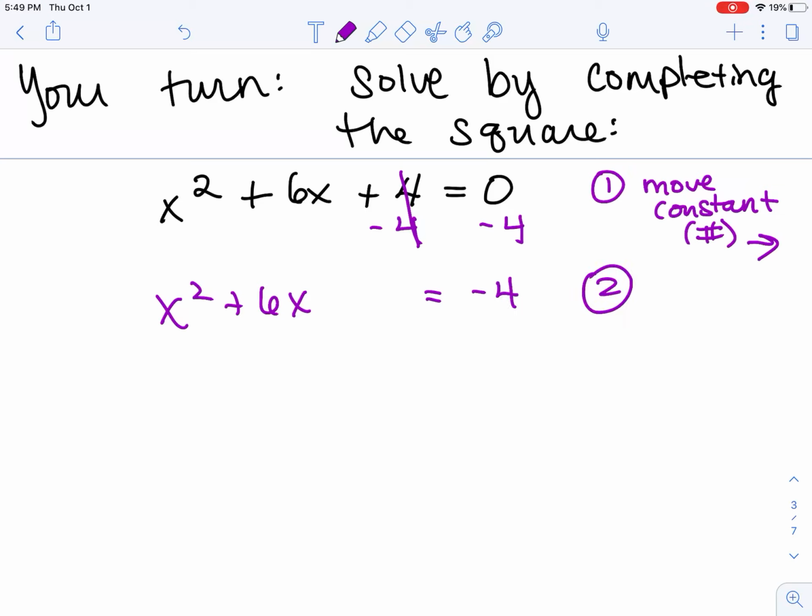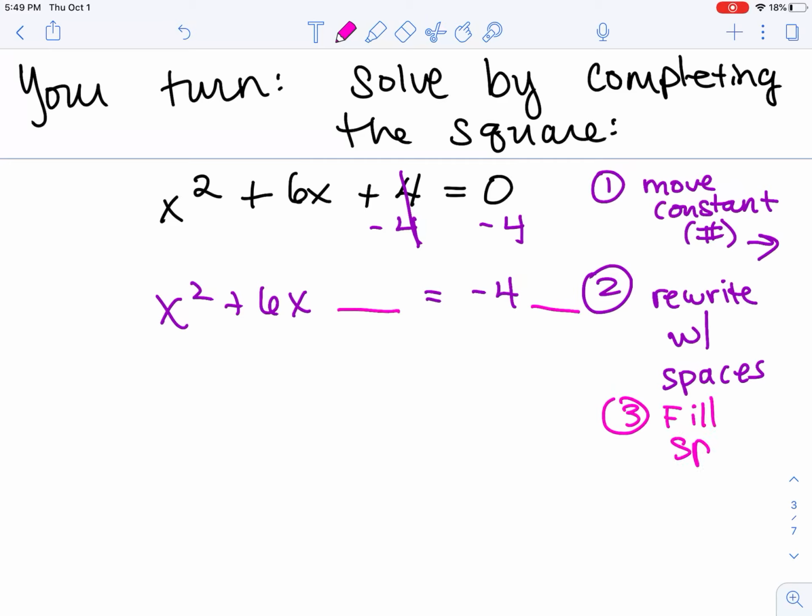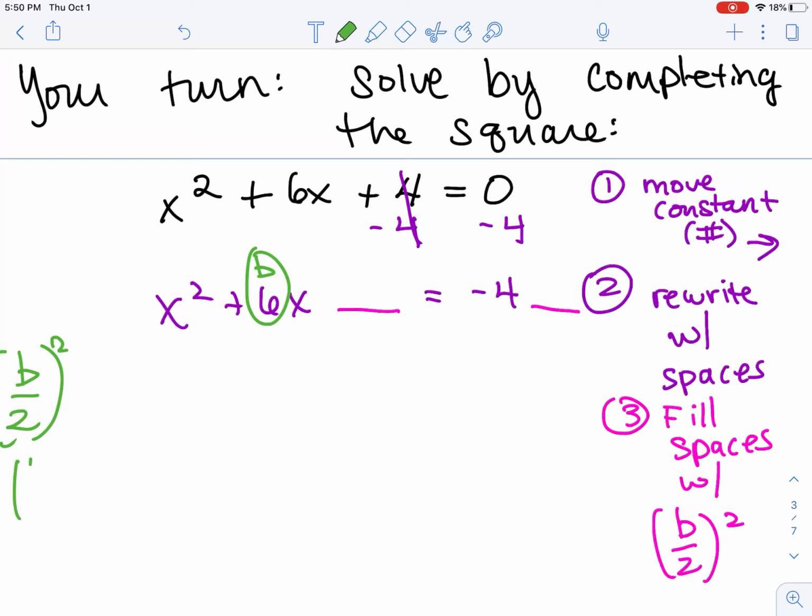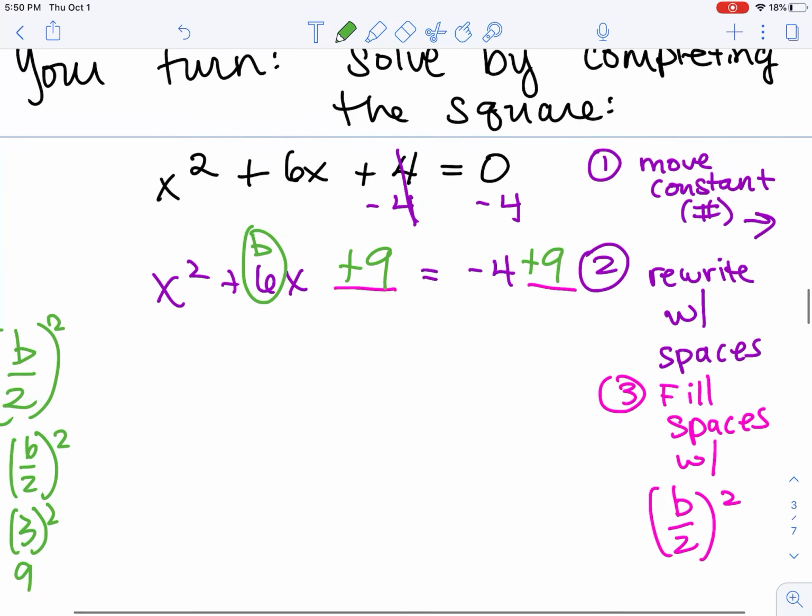Step 2, do you remember? Rewrite it with spaces, yes. So now our spaces go here and here. Step 3, we're going to fill the spaces. Now this is the most important step. Fill the spaces with what? b over 2 squared. I hope you got it. So b over 2 squared, here's our b value. We put 6 over 2 squared, which is 3 squared, which is 9. So that's what we're going to put here and here, both positive 9.